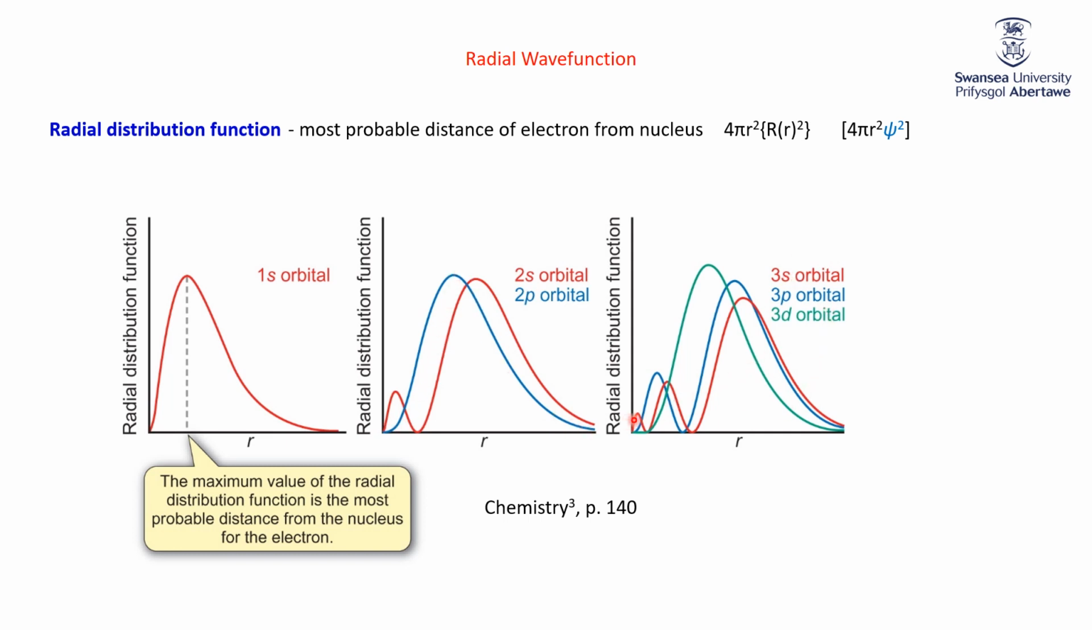3s in red, 1, 2 nodes, so 3 little humps there. The 3p in blue has got 1 node. The 3d has got 0 nodes. You don't count starting at 0 as a node, by the way, for these things. Okay, so this is what the radial distribution function is going to look like. Now this is not the shape of the orbital. This is just what the probability is going to be of an electron being there as you get a certain distance away from the nucleus.